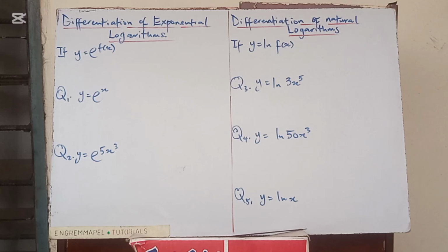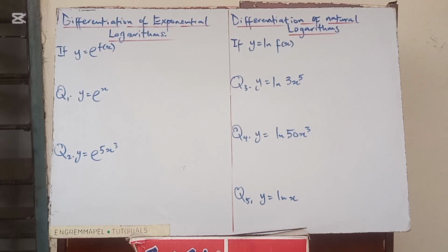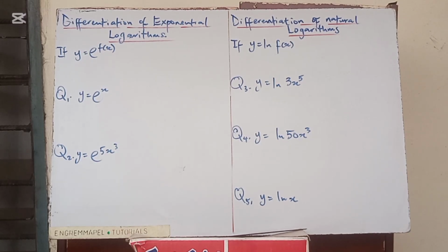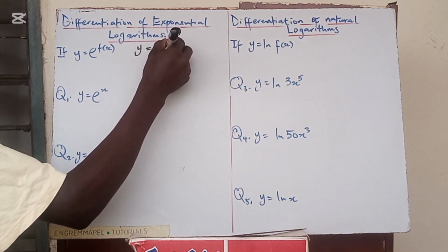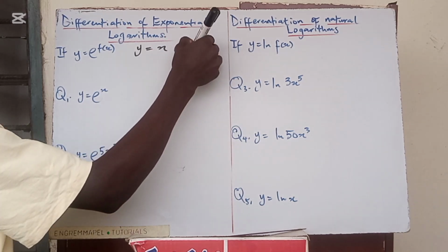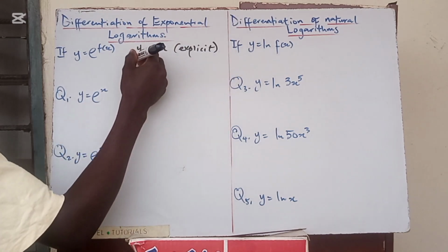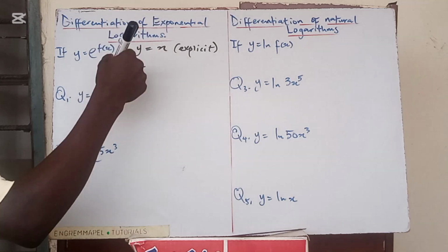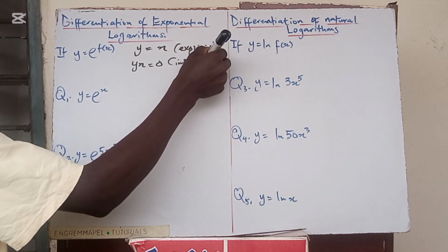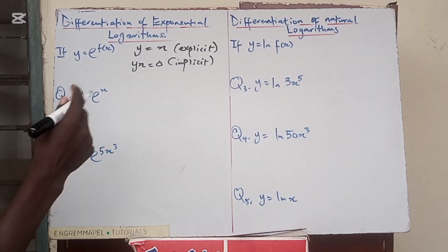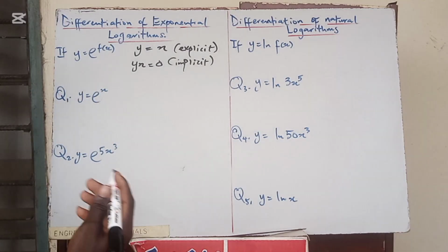And definition of natural logarithm. So these ones are simple. You just have to flow along. Now, if we have exponential of f of x, I want you to note two things. If you have this, you can have y as a function of x. That is an explicit function. But if you have y and x in the same function and it is equal to 0, that is implicit. There are videos on implicit on the channel, but they are for 200 level. But if you feel you want to check them, there's no problem.